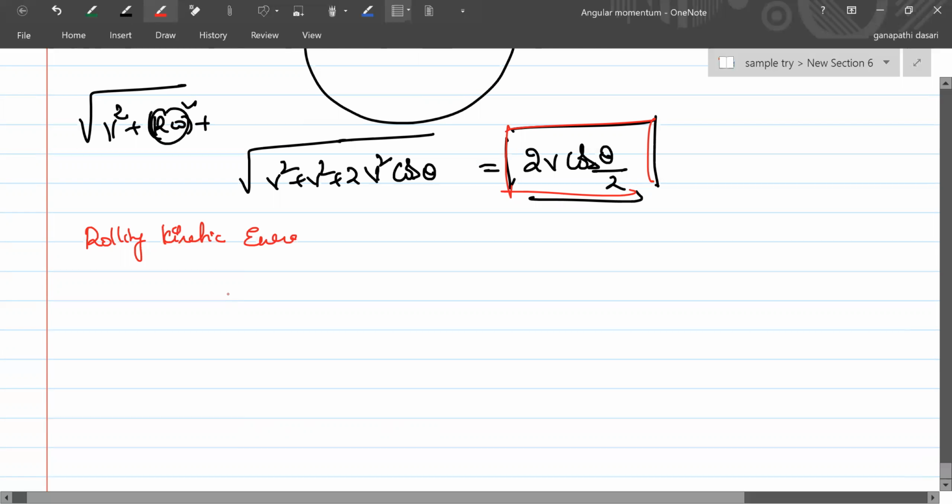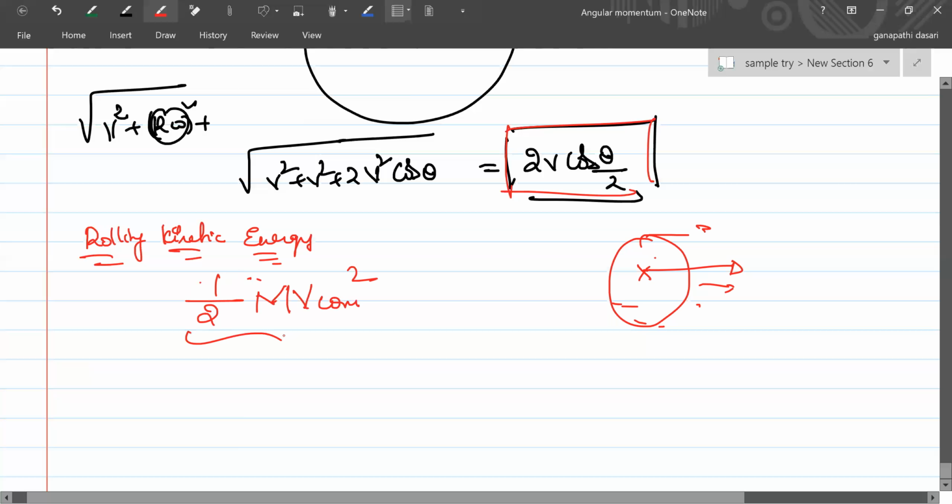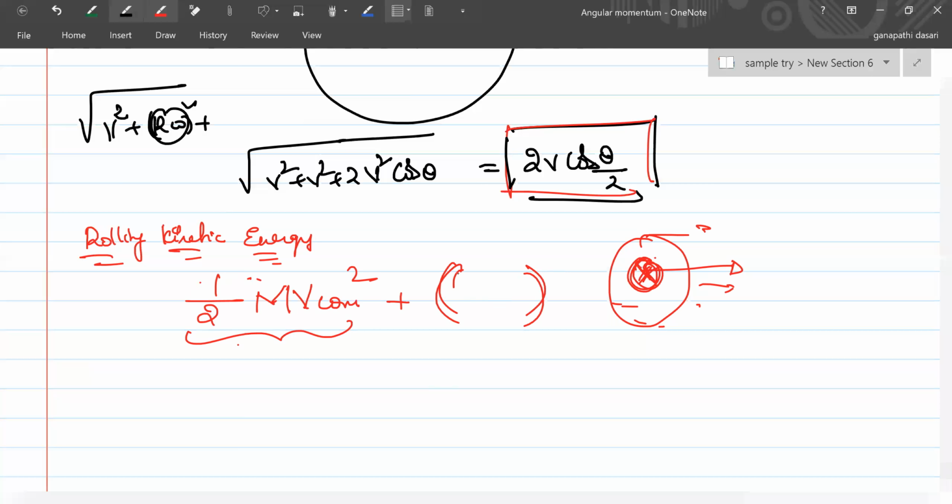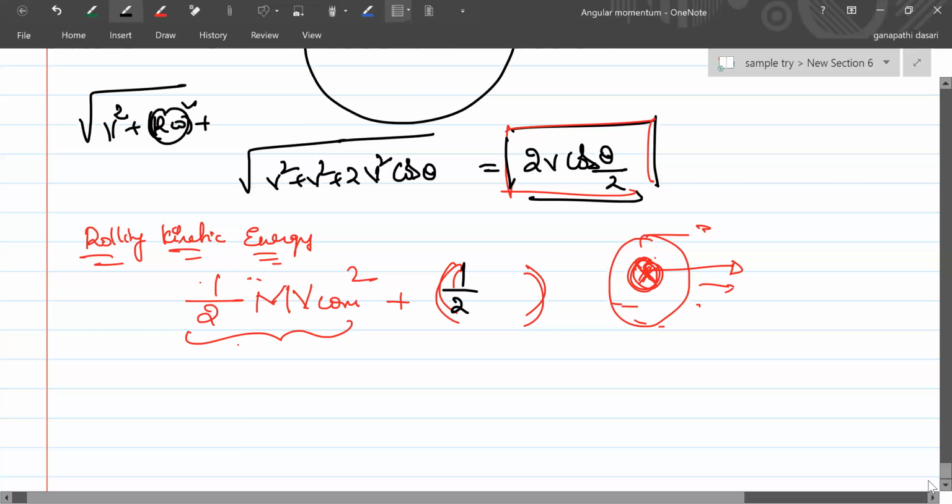Rolling kinetic energy: it will have both translational plus rotational, because we are considering the entire body translating, so all the particles will have translational energy, that is half m v center of mass square, right? Plus, if you fix this point, every particle is rotating also, so it will have pure rotational energy about this fixed axis. Translational energy plus rotational energy about the given axis, and the rotational energy is half I omega square.